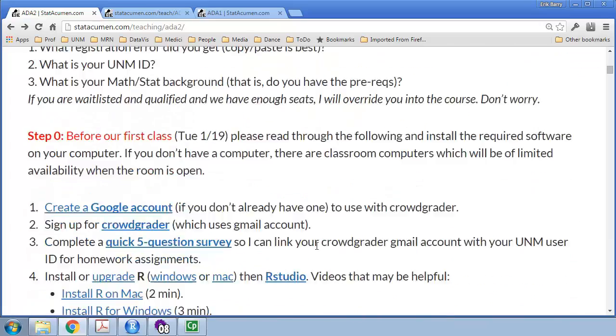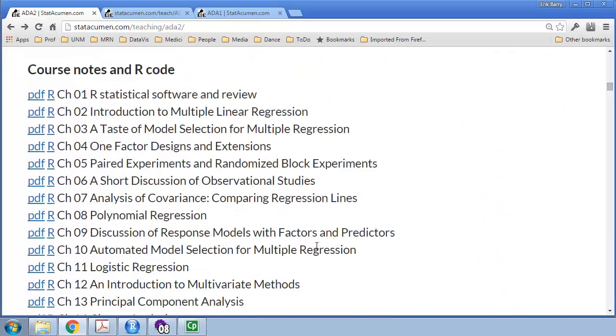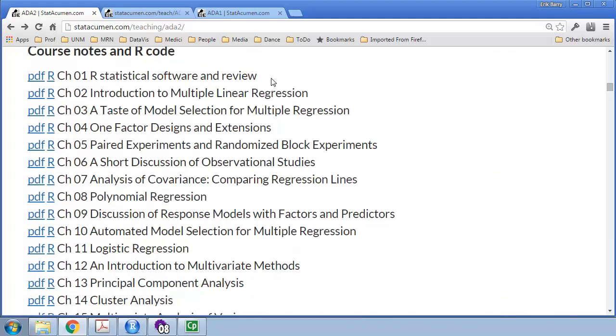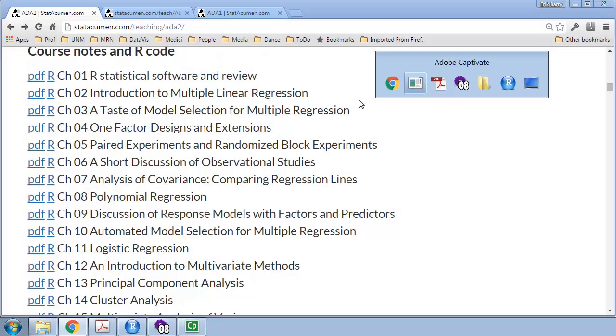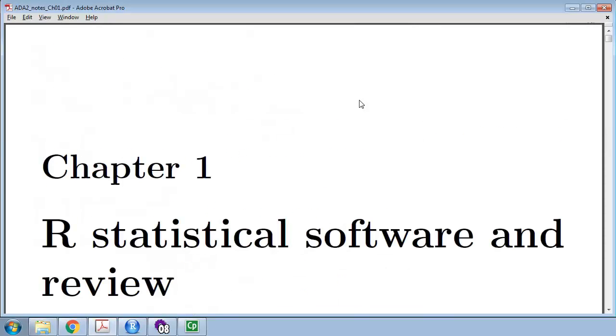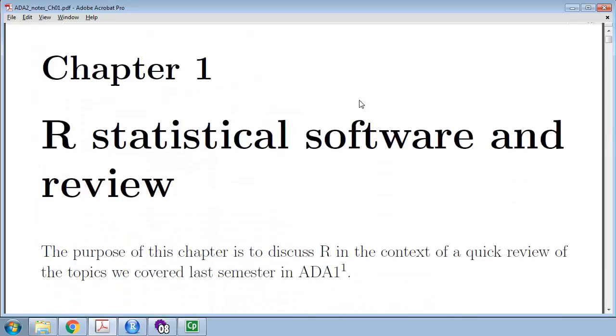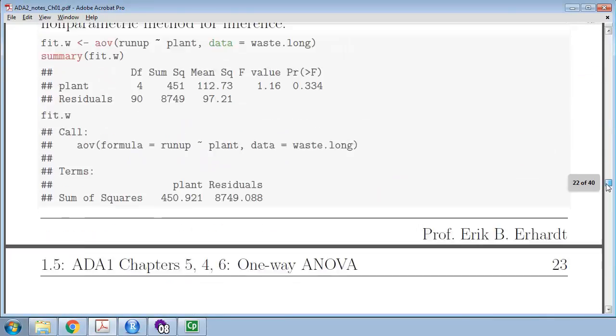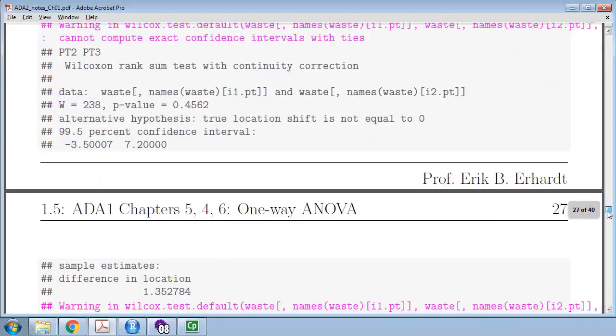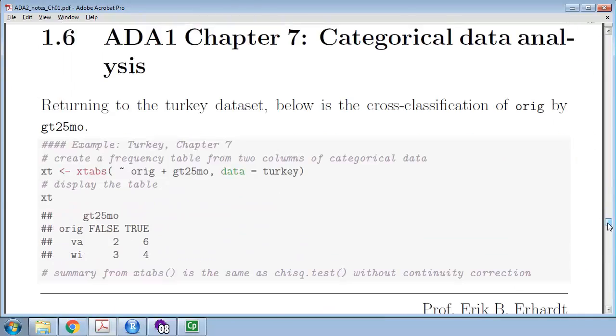So here's the course website. I'll scroll on down to our course notes, and we are doing the review here. Okay, so here's Chapter 1, and I'm going to scroll on down after analysis of variance to when we start Chapter 7 for categorical data analysis.